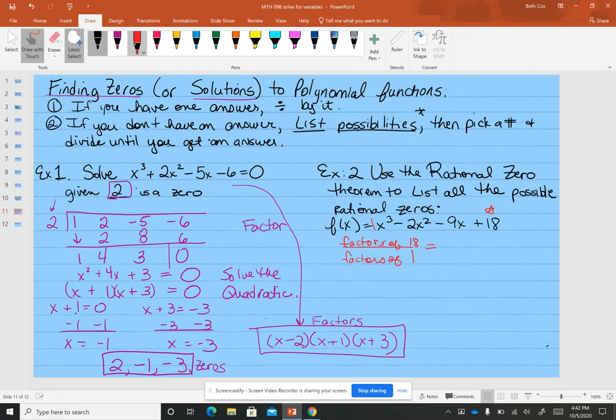So the factors of 18 are positive and negative 1, 2, 3, 6, 9, and 18. So those are my possible answers.